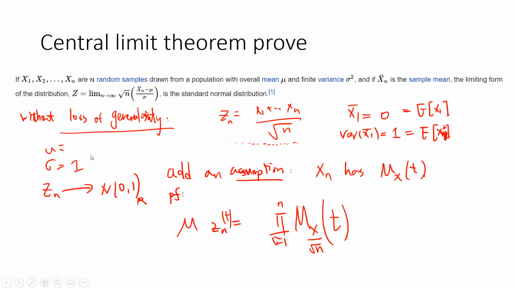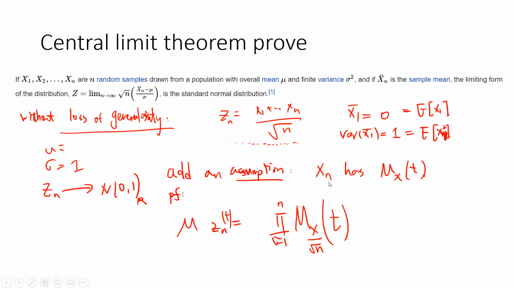To prove this, let's make a simple assumption. Without loss of generality, I can make the mean to be 0 and the variance to be 1. You can check this easily, because I can always shift and divide by sigma. So I can just make mu to be 0 and sigma squared to be 1. It means that E[X1] is 0 and E[X1 squared] is 1, and Z now becomes this. The theorem says that as n goes to infinity, Zn becomes the normal distribution with mean 0 and variance 1.